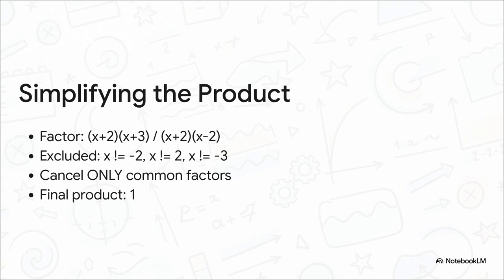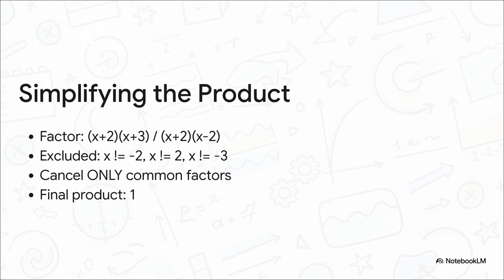Now for step 2, our excluded values. Looking at the bottom, we can immediately see that x cannot equal -2, +2, or -3 because any of those would create a 0. We have to carry those restrictions with us. Step 3, cancel common factors. The x plus 2 on top cancels the x plus 2 on the bottom. The x minus 2 cancels diagonally. The x plus 3 cancels diagonally.